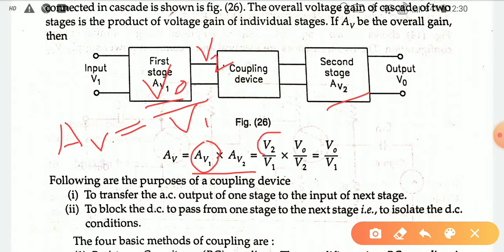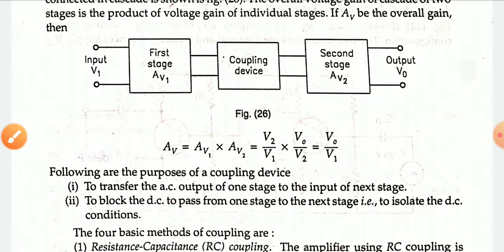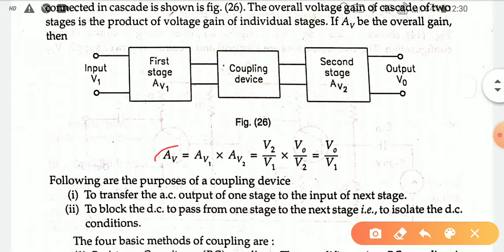So this is V2 by V1, and therefore the second stage AV2 will be defined as V0, which is the output, and V2 in this case is the input. So the ultimate output for the multi-stage amplifier will be AV equal to V0 by V1.